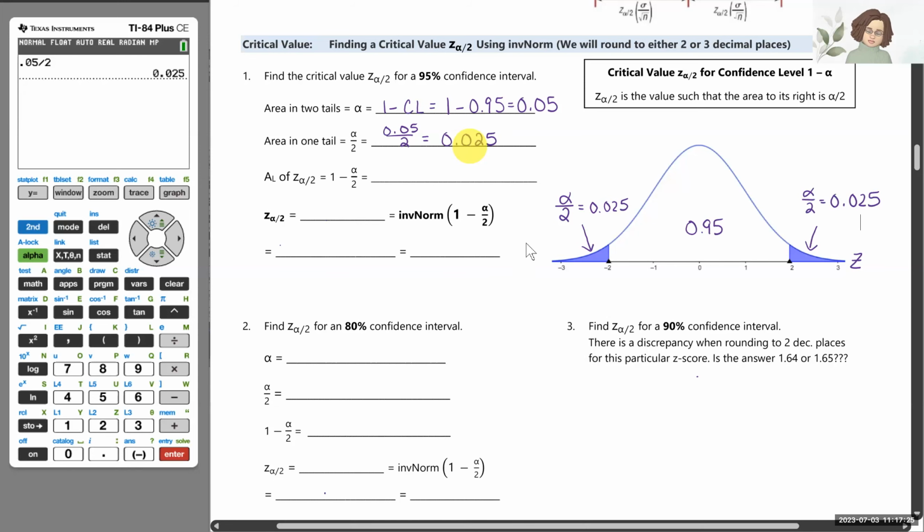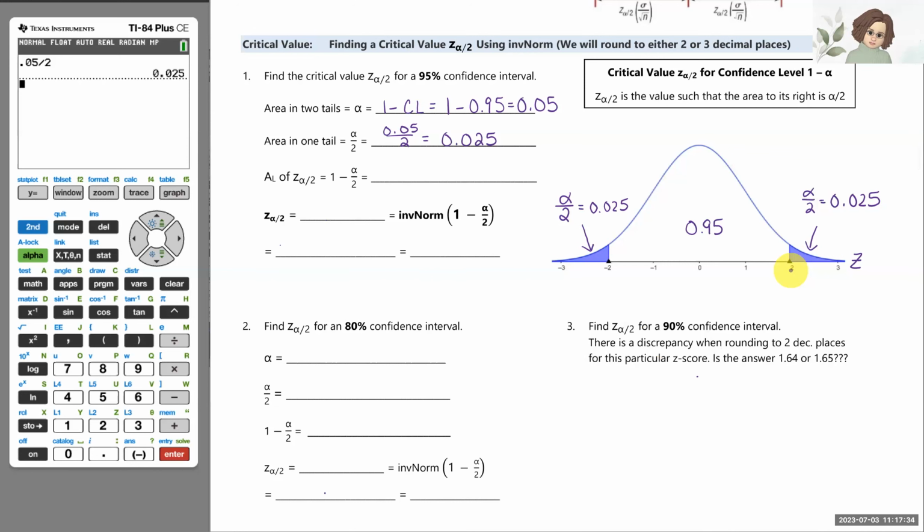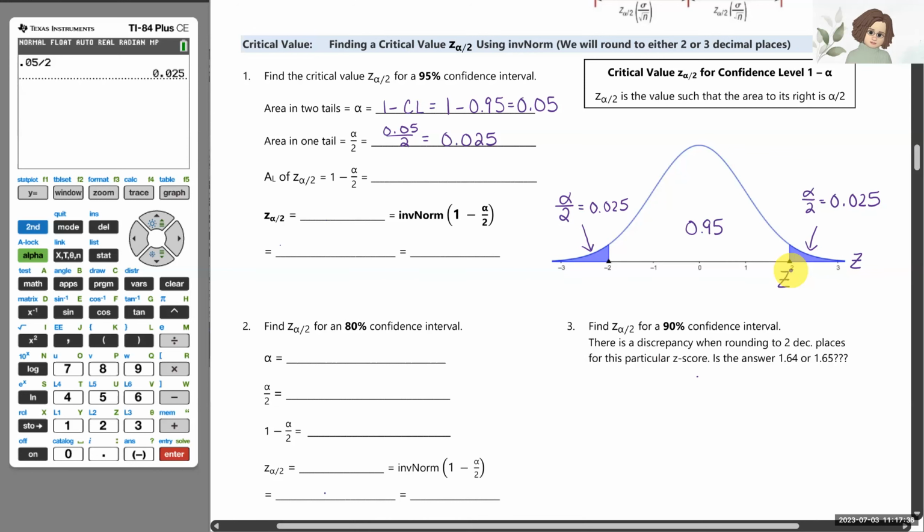All right, so the z-score that we're looking for will be the positive z-score that makes this picture happen. That z-score is called z alpha over 2, so subscript alpha over 2. It's going to be the z-score where the subscript tells you the area to its right.